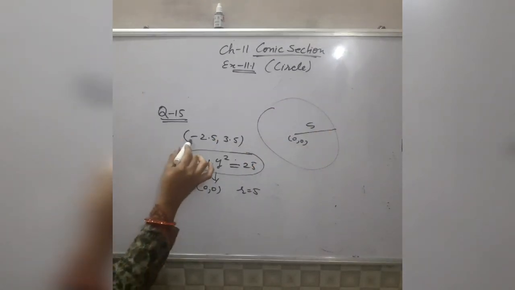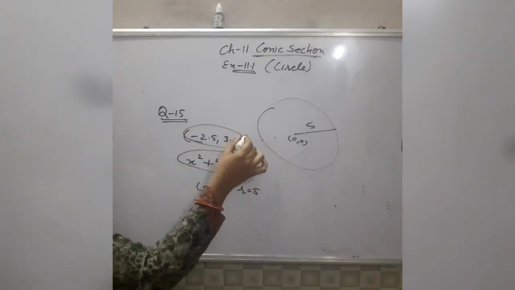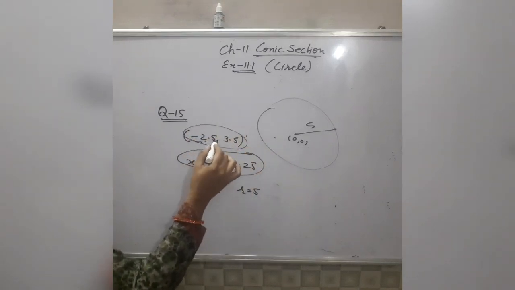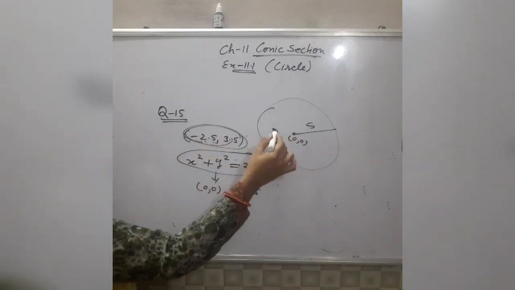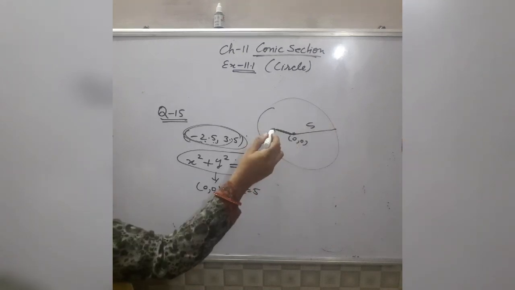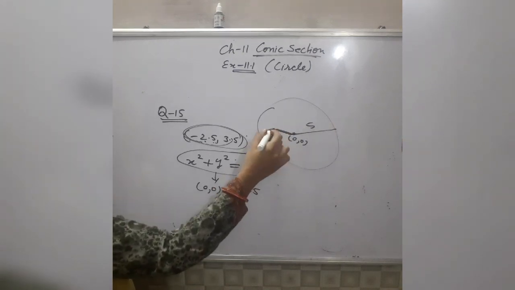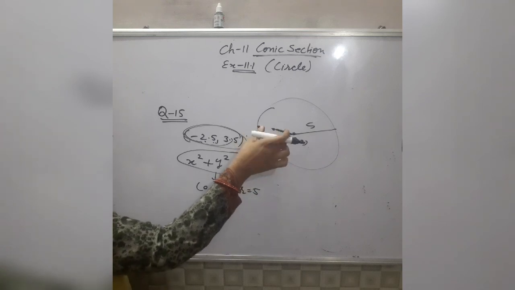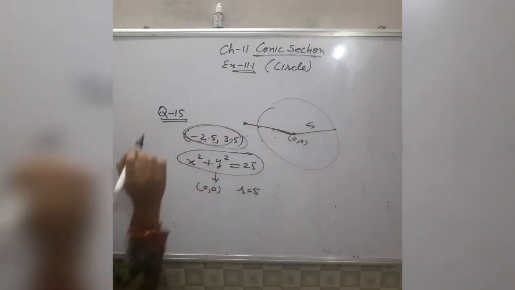Now you want to check whether this point lies on the circle, inside the circle, or outside the circle. So you will find out the distance of this point from the center of the circle. If the distance of these 2 points is less than the radius, means less than 5, it means this point lies inside the circle. If this distance is equal to 5, it means this point lies on the circle. And if this distance is greater than 5, it means this point lies outside the circle.